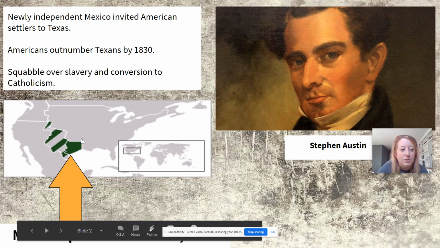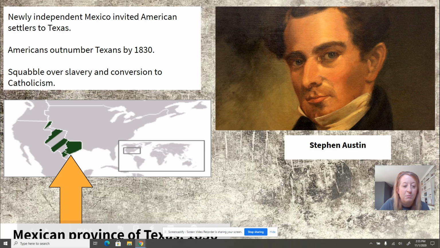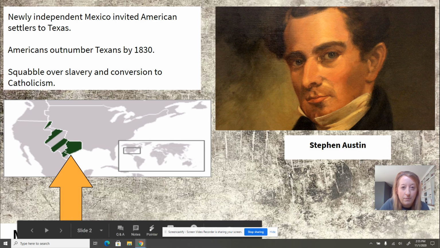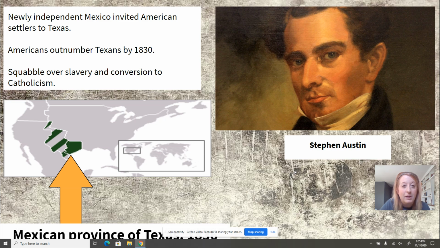Now, what's important to note is that Mexico had achieved its independence from Spain in 1821 and had invited American settlers to come to Texas. This was such a popular invitation that Americans significantly outnumbered Texans by 1830. And by 1835, there were over 27,000 Americans and 3,000 slaves.